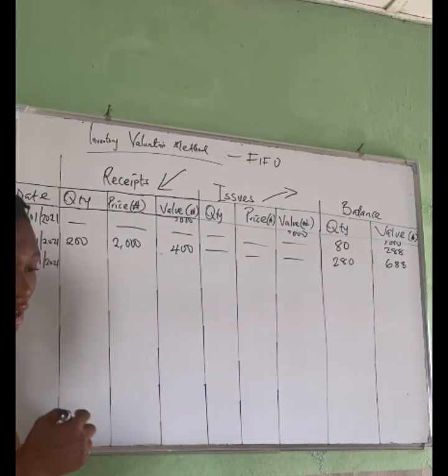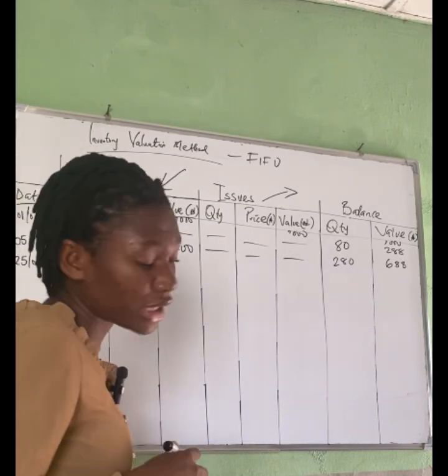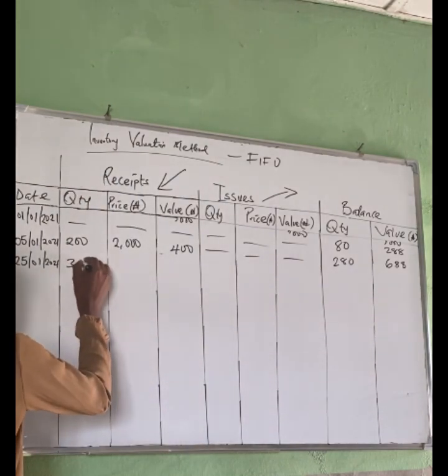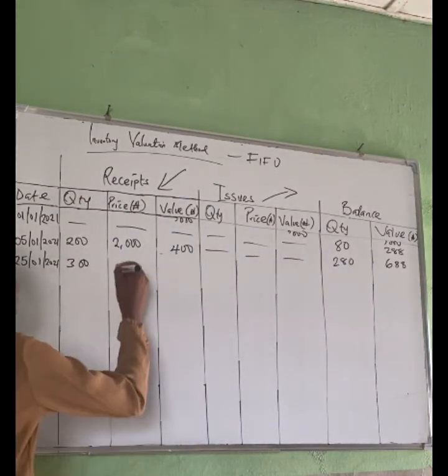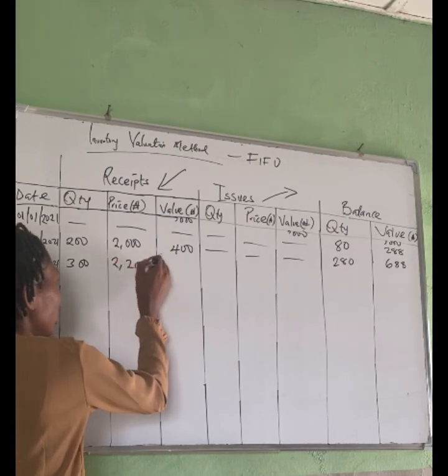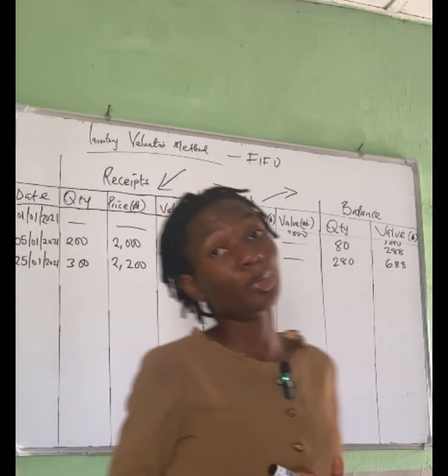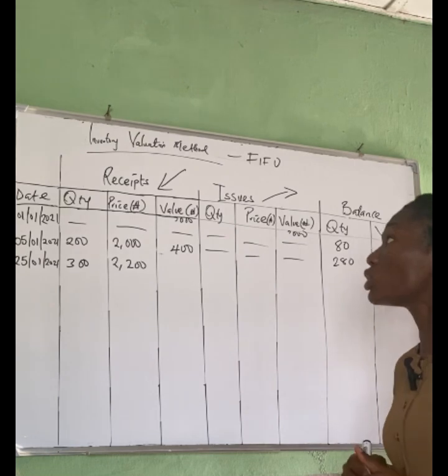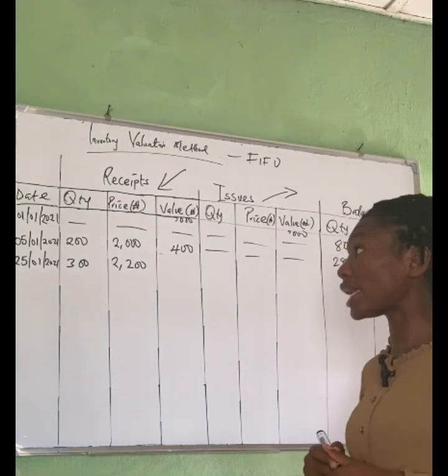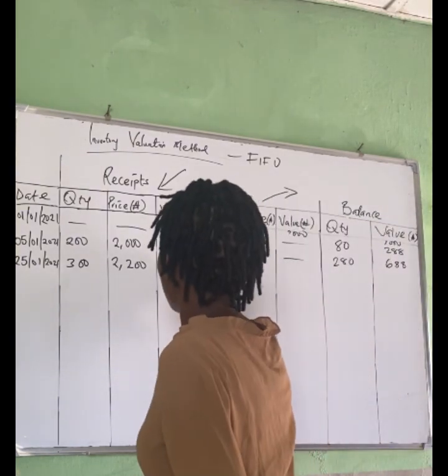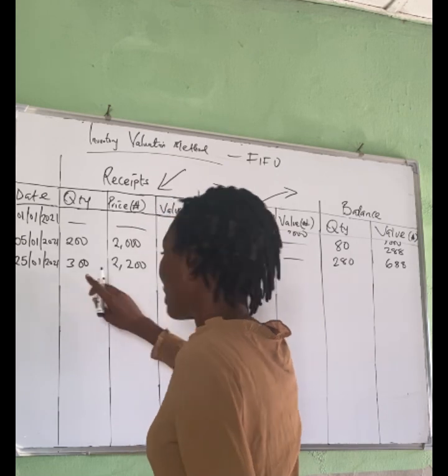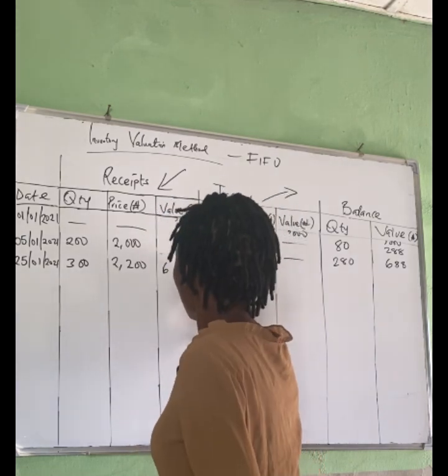Now we purchased how many bundles? We purchased 300 bundles at 2,200 naira each, okay. This is what we purchase, our receipt, right? Now to get our value, we still multiply. So multiplying, what do we have? We are suspending 3 zeros, okay.